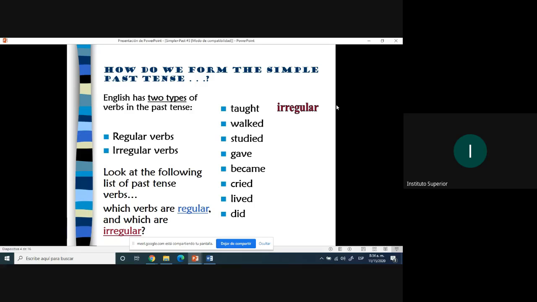So the first example in this list is the word thought. So it will be irregular. Irregular. Why? Because the way you write, the way you pronounce is completely different. All right. It's completely different.